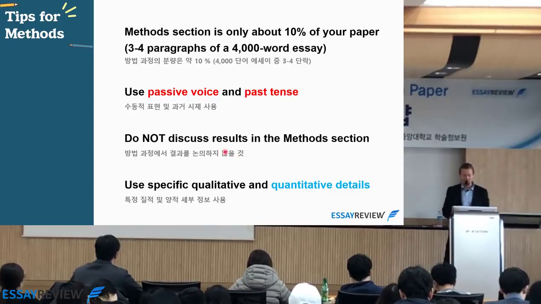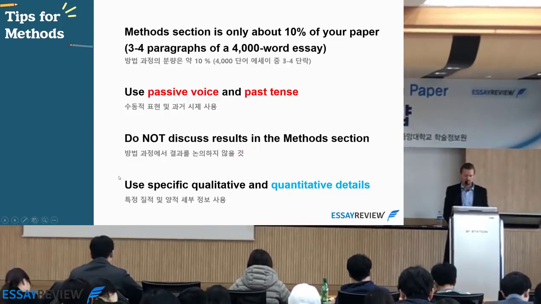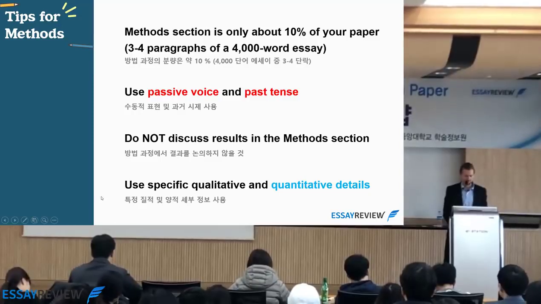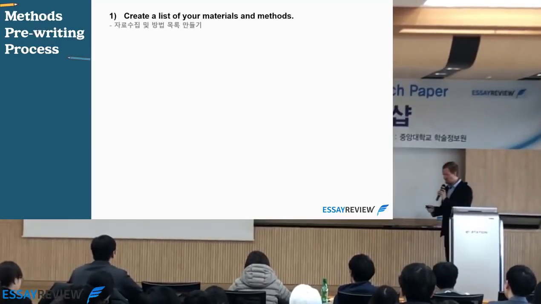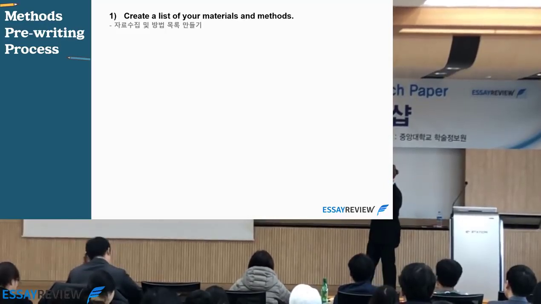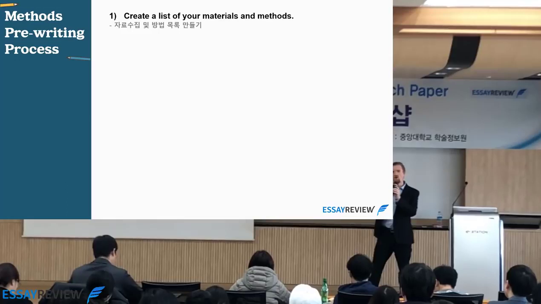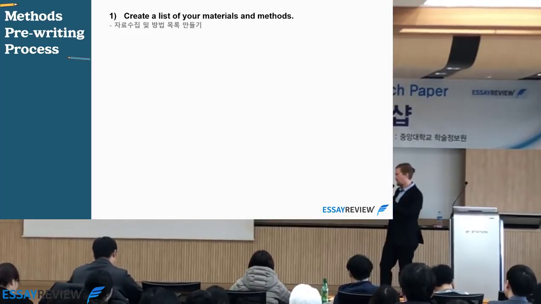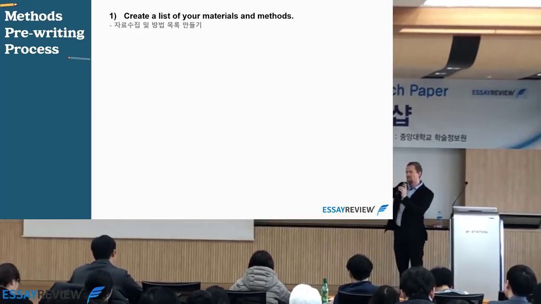Do not discuss the results. Don't talk about what you found, just how you found them. And be sure to use quantitative details in addition to your techniques and methods of analysis. The first thing you're going to do is create a list of your materials and methods. If you know what you used for your study, just make a list of them.